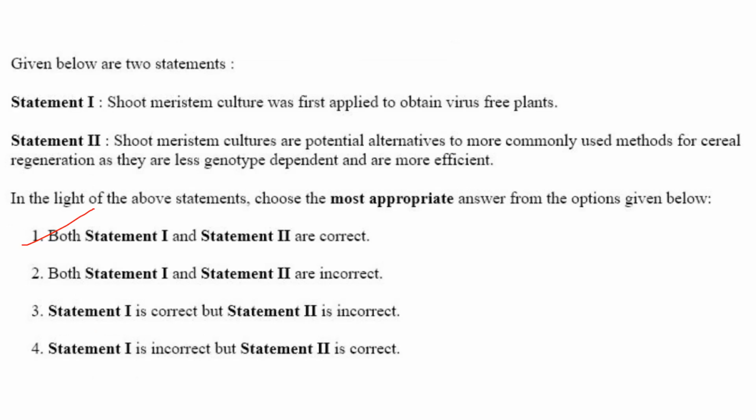Then two statements are given. Shoot meristem culture was first applied to obtain virus-free plants. Yes. This we read just previously for another question for the same entrance exam. Shoot meristem cultures are potential alternatives to more commonly used methods for serial regeneration as they are less genotype dependent and are more efficient. That is also correct. So both statement 1 and 2 are correct.